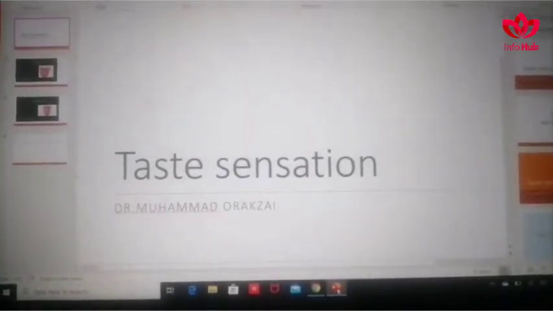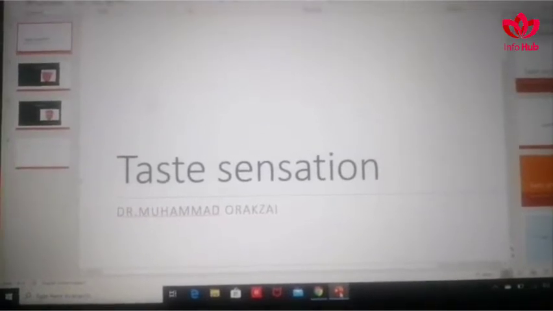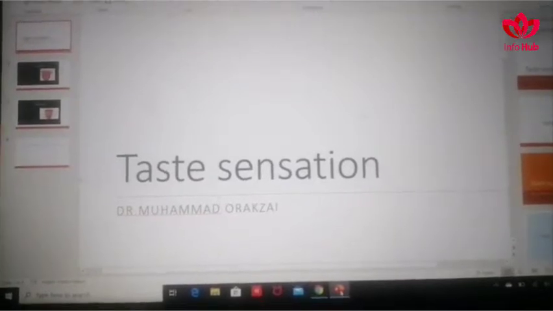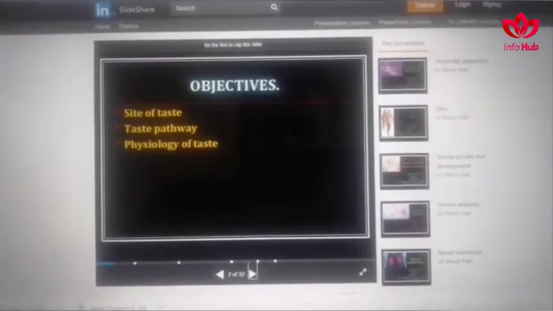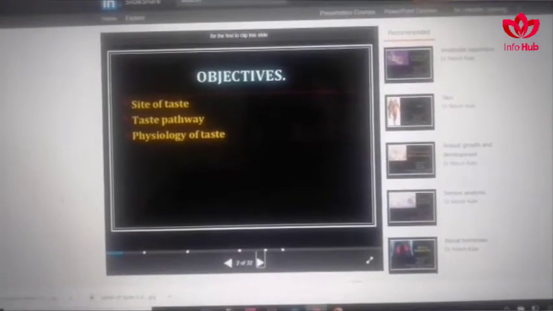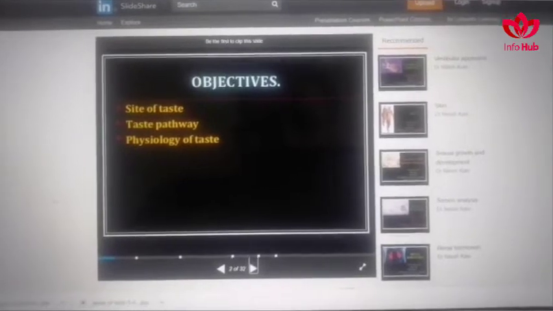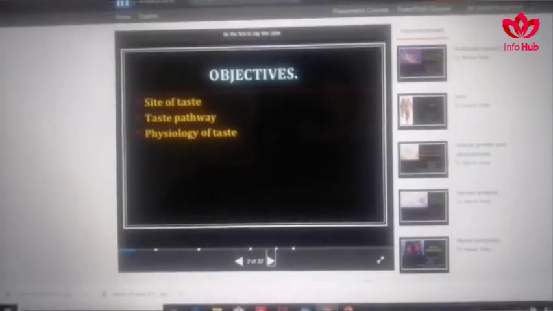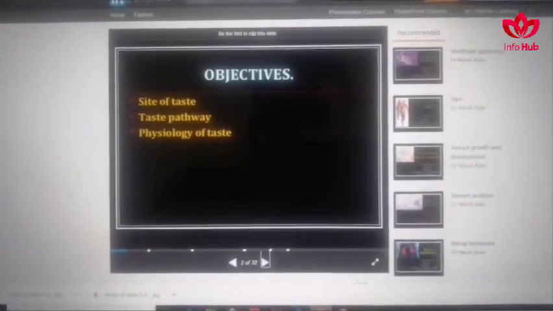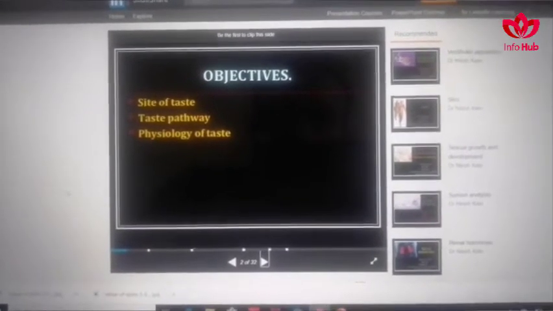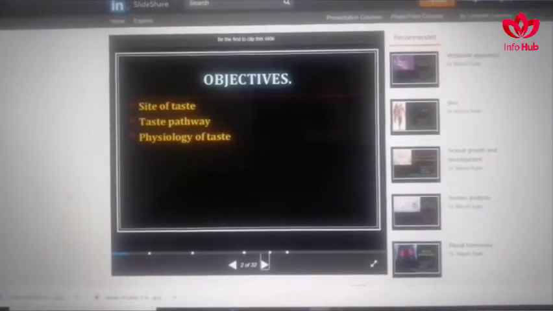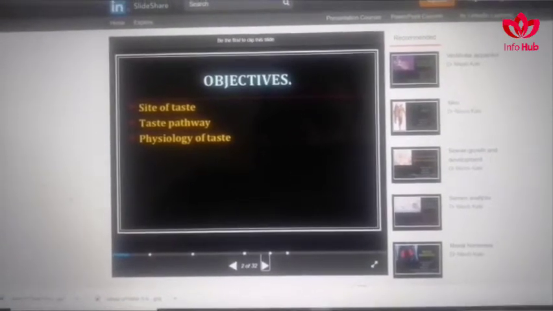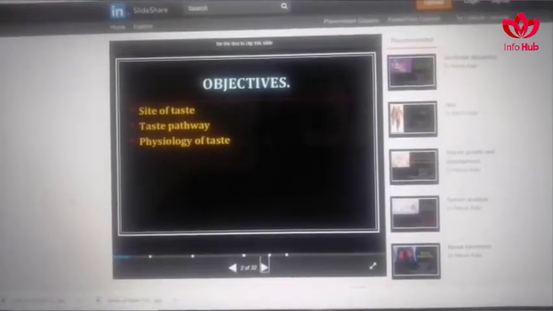So we'll talk about taste sensation today. We'll go through a few slides and you'll know what we are going to know about taste. So the objectives will be that you should know about the site of taste, what is the taste pathway, and a few abnormalities of the taste, which we will discuss as we go along. So first of all, you need to know how the taste sensation works or how does it function. So we'll start with the lecture.